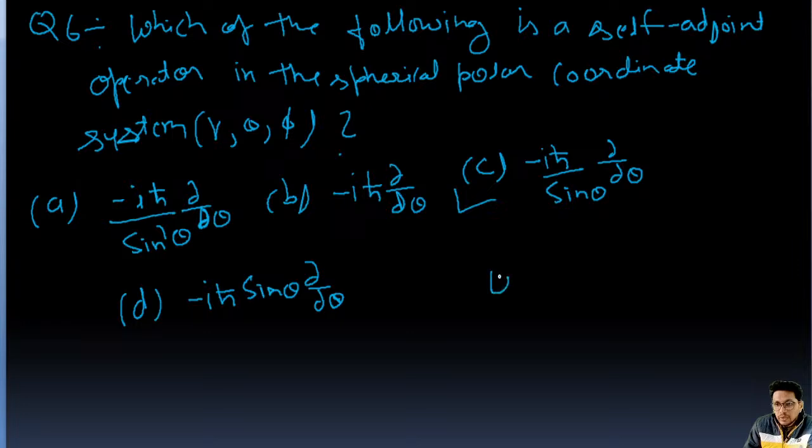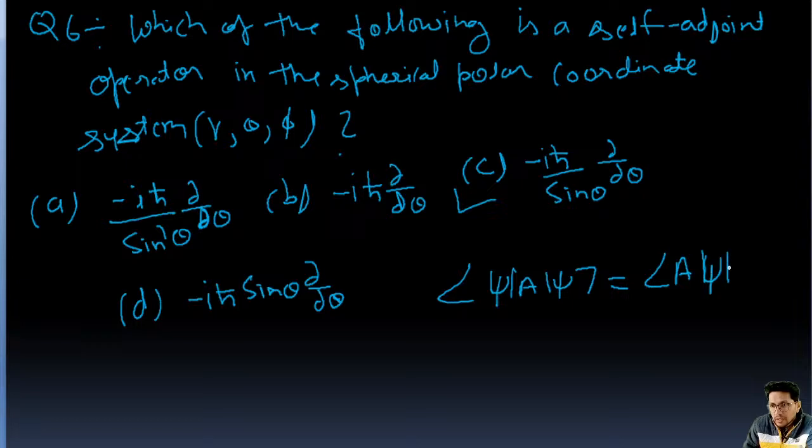We know, for psi, this is a function. For checking whether any operator is Hermitian, it will give a psi psi, and if it gives a value like minus a psi psi, in that case it's not Hermitian. Otherwise it is Hermitian. So this operator is Hermitian and self-adjoint in spherical polar coordinates, guys.